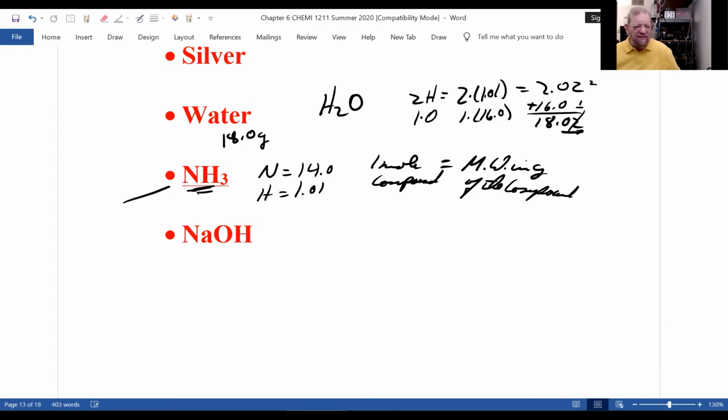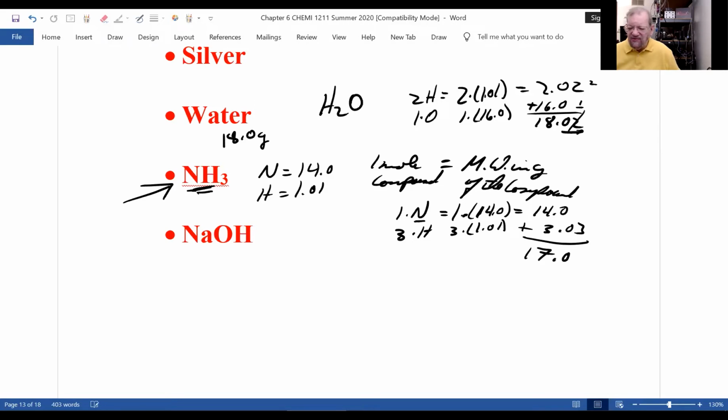So for ammonia, we have 1 nitrogen and 3 hydrogen. And the atomic weight of nitrogen to 3 significant figures, that's the number underneath the element's chemical symbol, is 14.0. For hydrogen, it's 1.01. Do the math, 14.0, this 1 times that, 3 times that is 3.03. Add them together, you got 17.03.